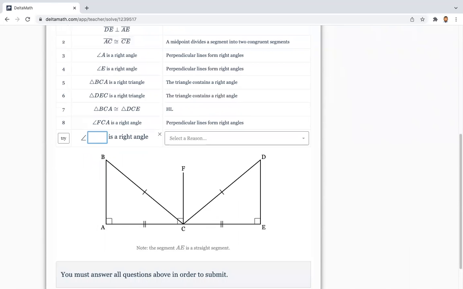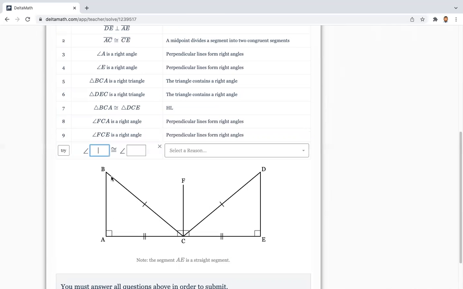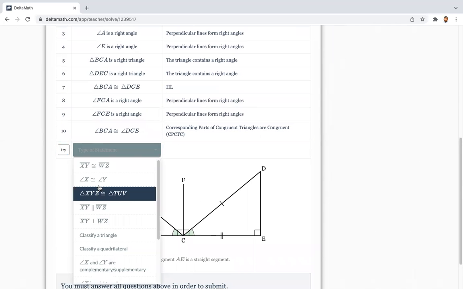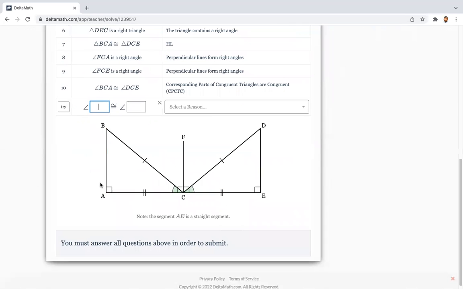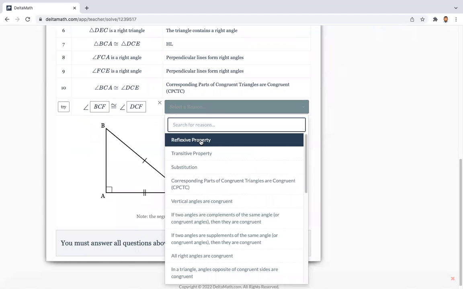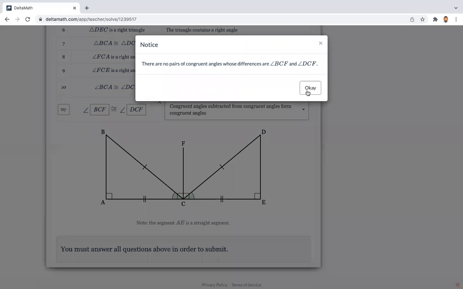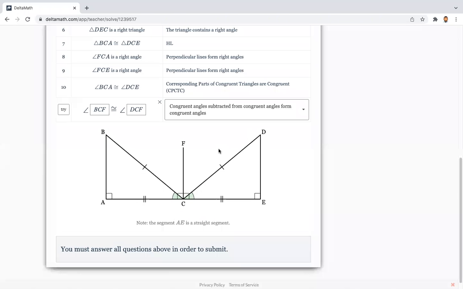And then FCE is a right angle. Then I want to do a little CPCTC. So BCA is congruent to DCE, CPCTC, and then I should be able to do subtraction and be good to go. So I wanted BCF and DCF. Maybe I should make this a 10 proof challenge and see if we can beat my 10. What's our reason? Subtraction. There are no pairs whose differences are BCF and DCF. Oh, don't lie to me.